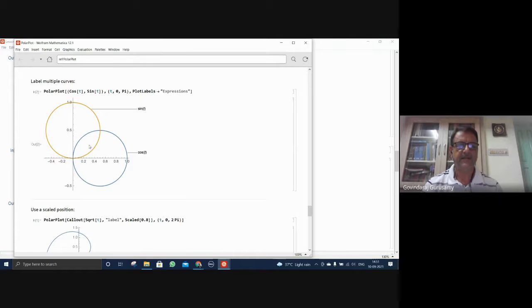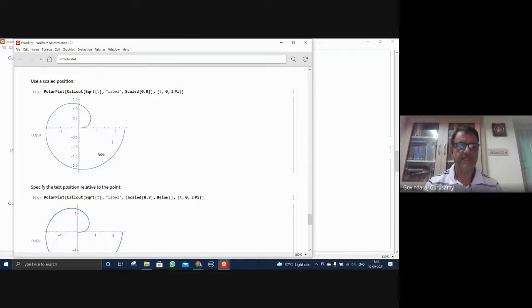Sin and cos polar plot, they differ by an angle of 90 degrees. Therefore, the circle one sits here and another one sits here. This is cos and this is sin. Great. Get the point? I hope you are able to follow this polar plot. Cos of t is this one. Sin of t is the other one. And here it is the callout square root of t.